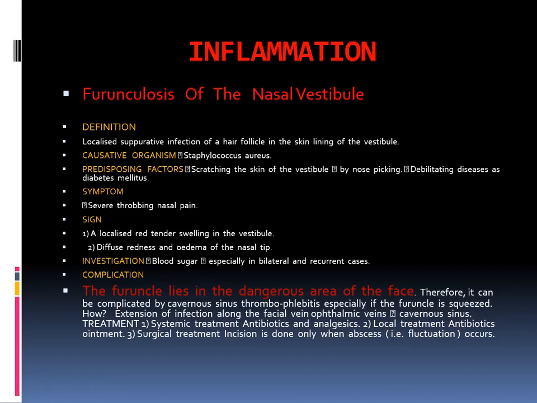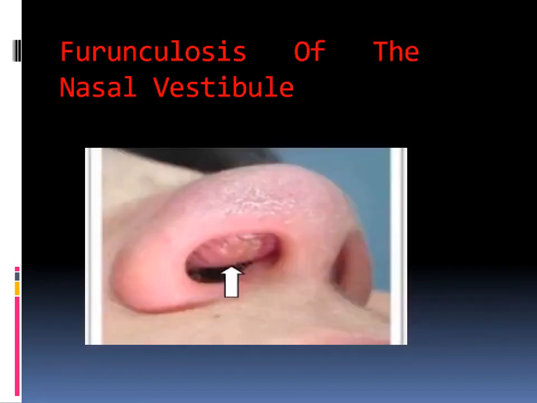How to treat it? By systemic antibiotics and analgesics, local treatment with antibiotic ointments, and surgical drainage is done only if it forms an abscess, i.e. when fluctuation occurs. Here is a photo of a furunculosis. You can see it in the vestibule. It's like a swelling.